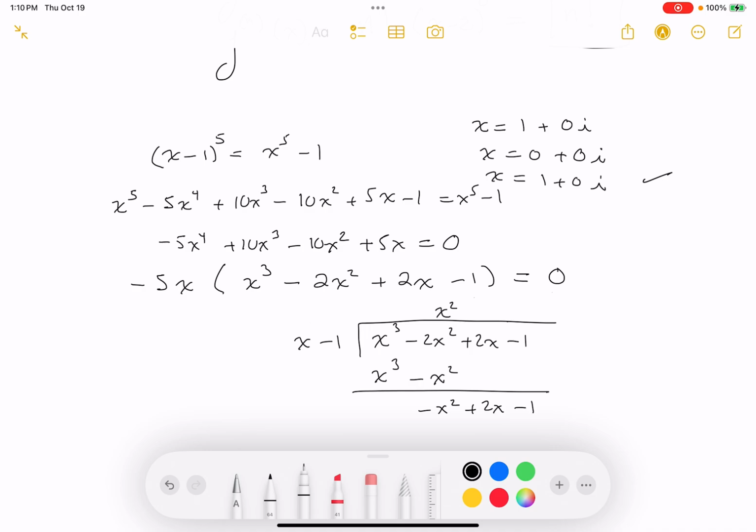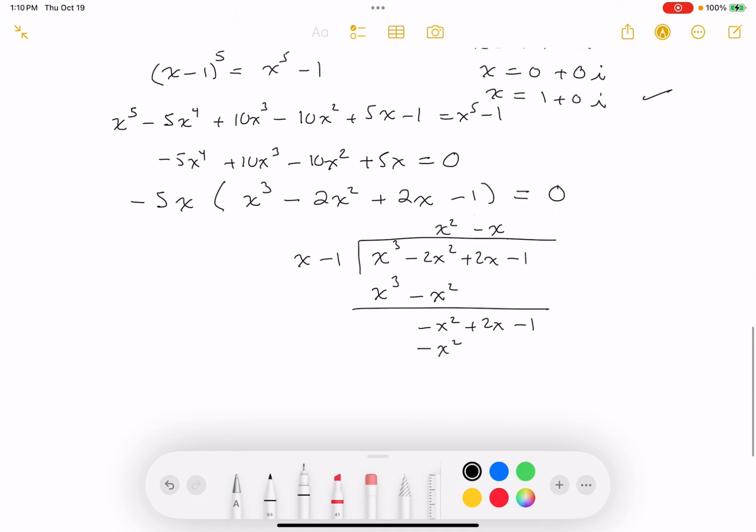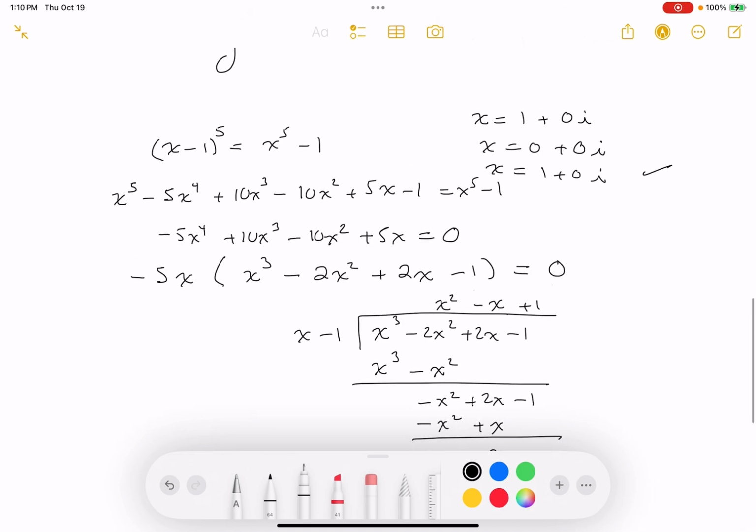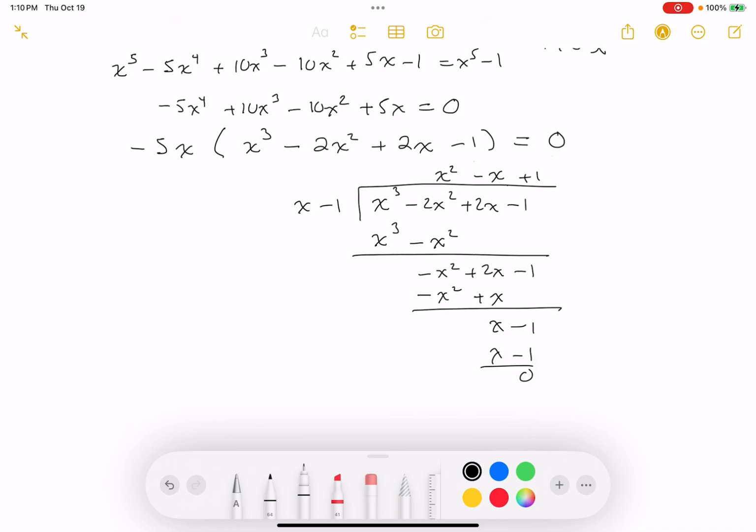By the way, the remainder theorem says the remainder is going to be 0, but let's hope we don't make any mistakes. Minus x, what do you get there? Minus x squared, plus x. Subtract, you get x minus 1. Well, plus 1, what do you get there? x minus 1, remainder 0. All right? So I've got my 3 roots. I'm going to go for the next 2, and to do that I'll look at that quadratic.